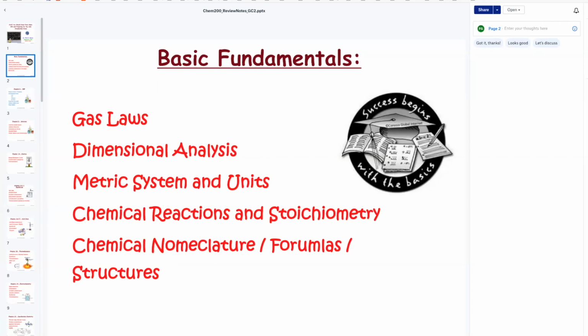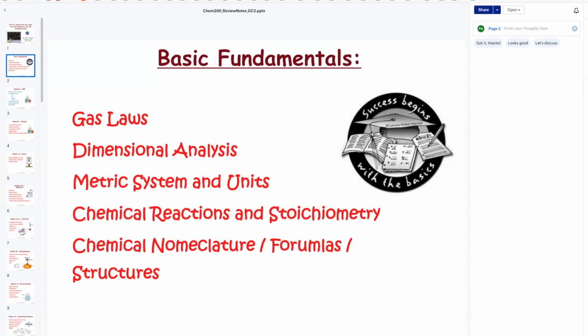You need to know dimensional analysis, because that's the fundamental you really need to work any problems. So if you did not learn dimensional analysis very well in Chem 200 or even 150, please go back, because that is such a core skill you need as you embark in science.